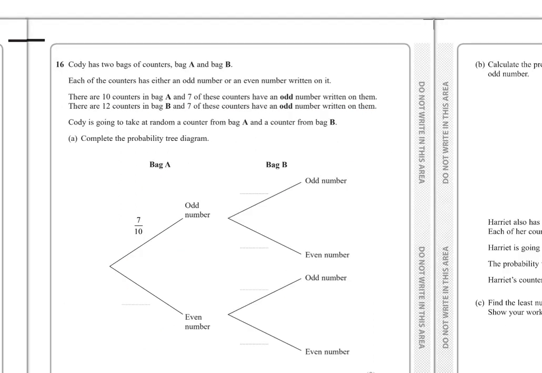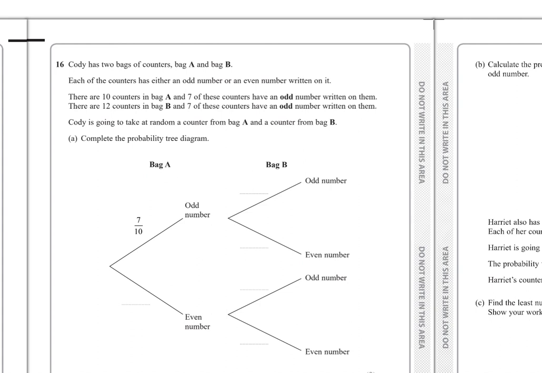The next one, number 16. Cody has two bags of counters, bag A and bag B. Each of the counters has either an odd number or an even number written on it. There are 10 counters in bag A, and 7 of these have an odd number written on them. There are 12 counters in bag B, and 7 of these have an odd number written on them. Cody is going to take at random a counter from bag A and a counter from bag B. Complete the probability tree diagram.